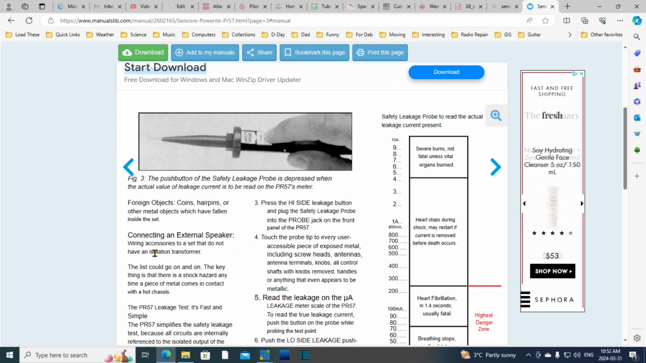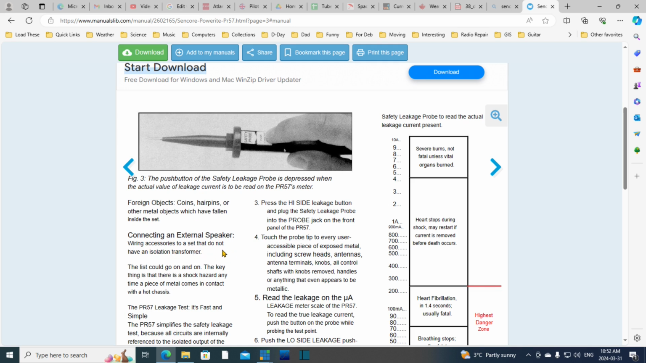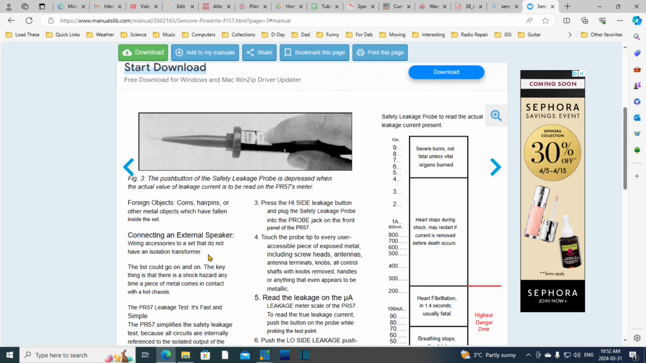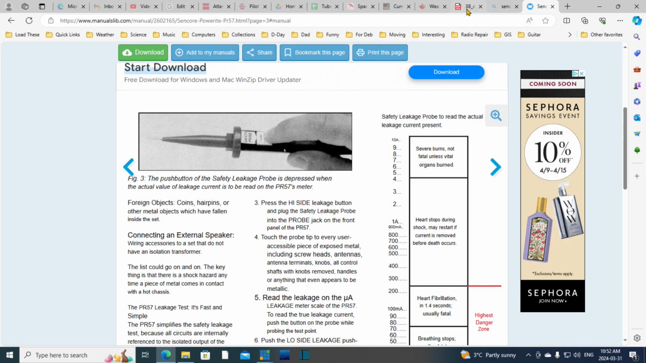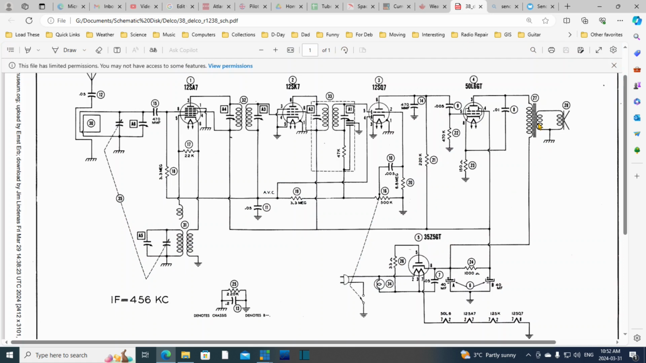Connecting an external speaker. Wiring accessories to a set that do not have an isolation transformer. If you remember the schematic, let's flip to it. The schematic shows this on the speaker. The speaker frame, well, it's bolted. You know, this is probably what this represents. The speaker frame is bolted to the chassis. So the speaker frame is also doing whatever the chassis is doing.